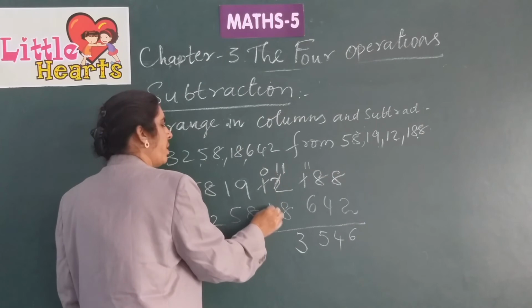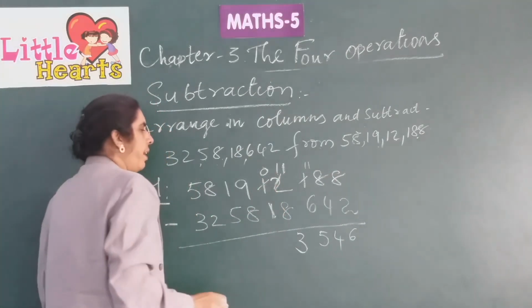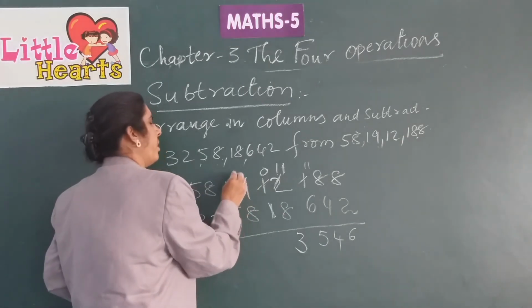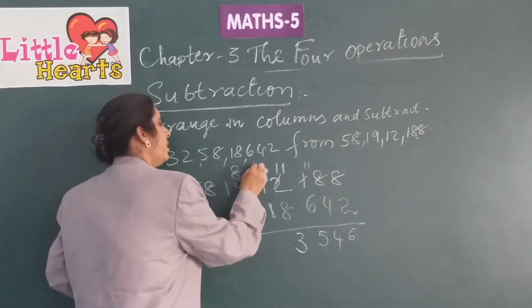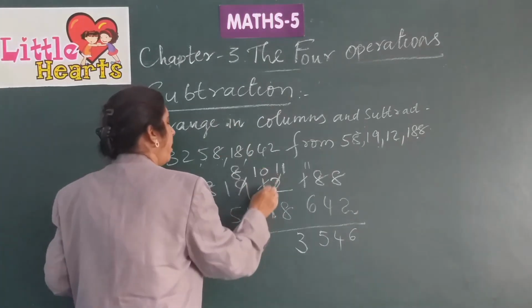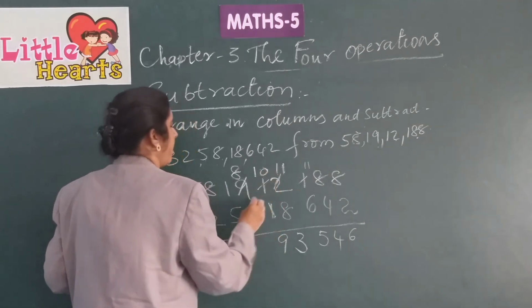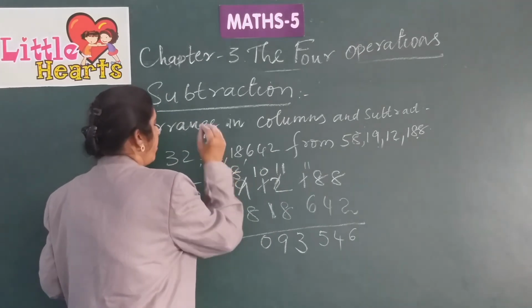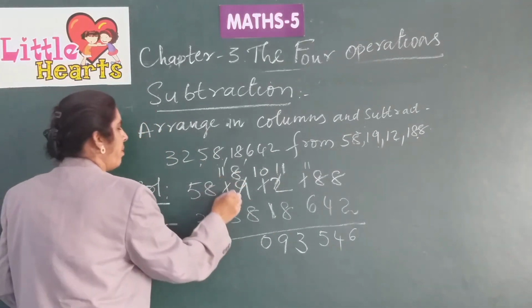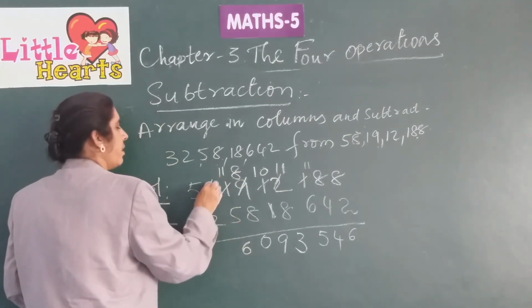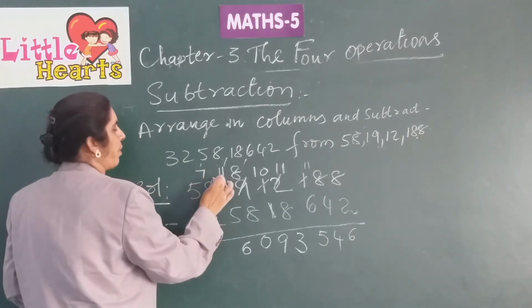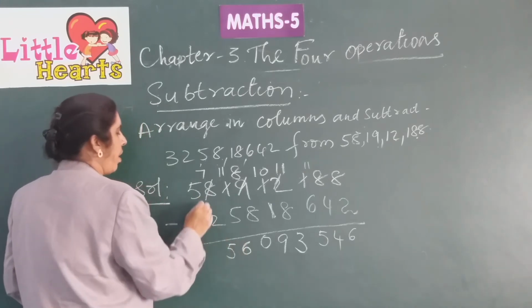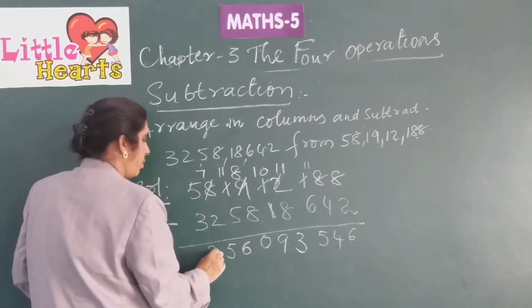0 minus 1. We cannot subtract any number from 0. So we shall borrow from here. This becomes 8. This becomes 10. 10 minus 1 is 9. 8 minus 8, 0. This becomes 11 again. 11 minus 5, 6. This becomes 7 now. After borrowing, this becomes 7. 7 minus 2, 5. 5 minus 3, 2.